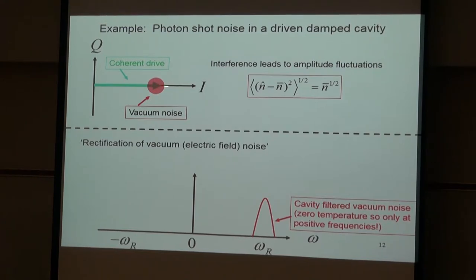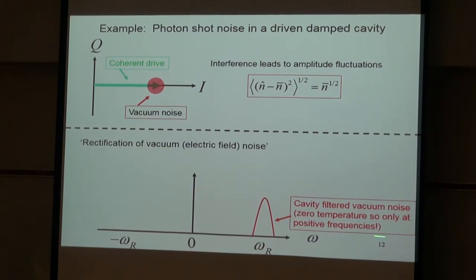And it interferes with the coherent drive in an interesting way. So this produces some uncertainty in the phase of the phasor in the electric field. And this produces some uncertainty in the length. And that corresponds to photon shot noise. The amount of energy in the cavity is fluctuating, even though I have a perfectly stable classical drive applied to it. It's because of the interference between the classical drive and the quantum uncertainty of the electric field inside that leads to the shot noise. And so I can think of measuring the photon number as a kind of rectification of this vacuum noise.